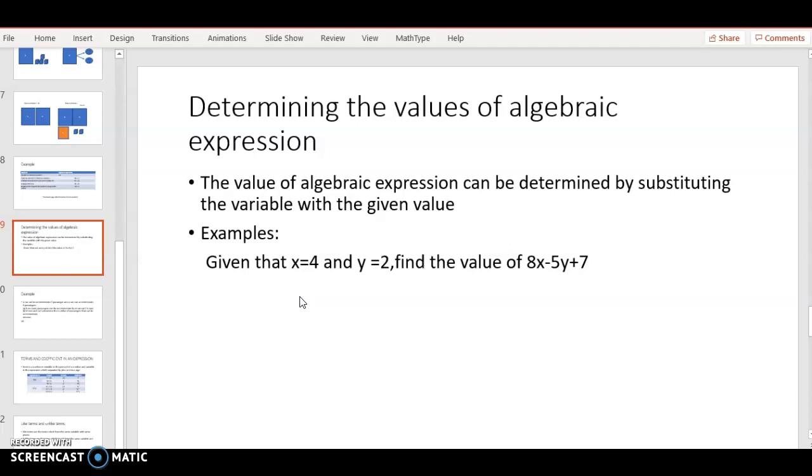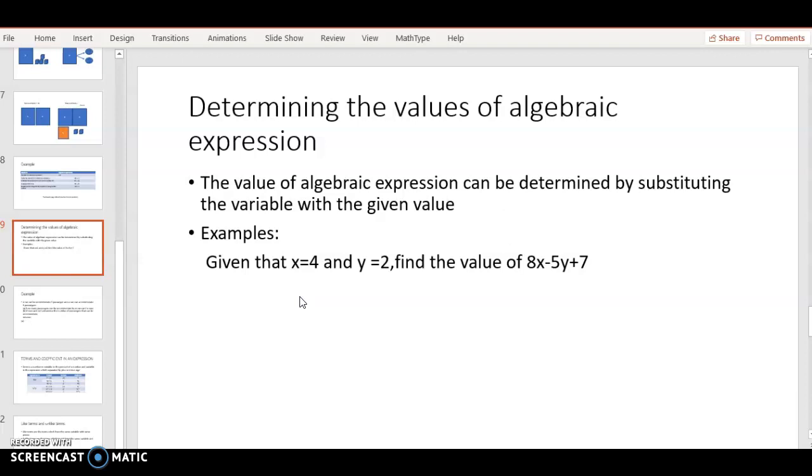So in this video, I will try to explain how to determine the value of an algebraic expression, and about like terms and unlike terms. Before this, in the previous video, I explained how to derive an algebraic expression from a situation. Now, by using the algebraic expression, we want to find the value of the algebraic expression.